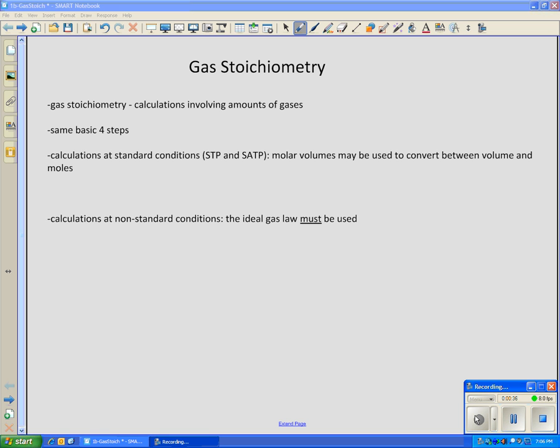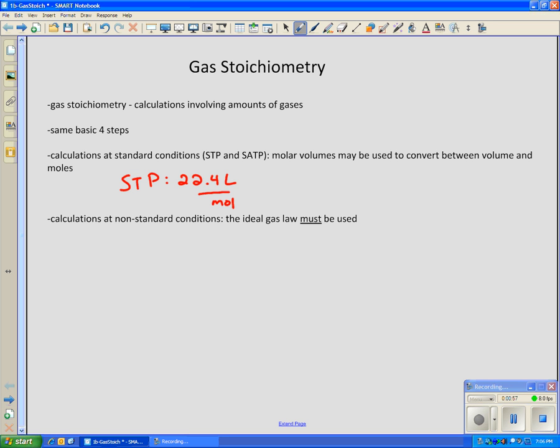Some of your calculations might be at standard conditions, and that was STP and SATP. If that's the set of conditions you're working under, you will be able to use the molar volumes to convert between volume and moles. So for STP, the molar volume was 22.4 liters per mole. And for SATP, that number was 24.8 liters per mole.